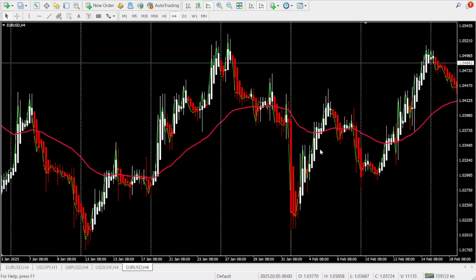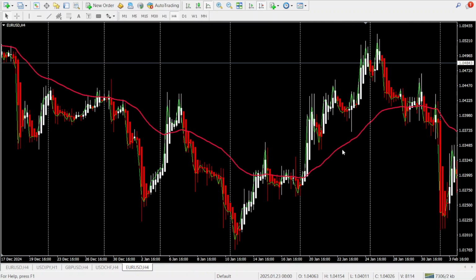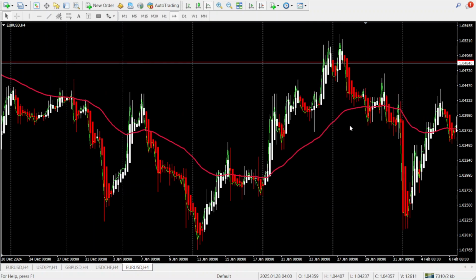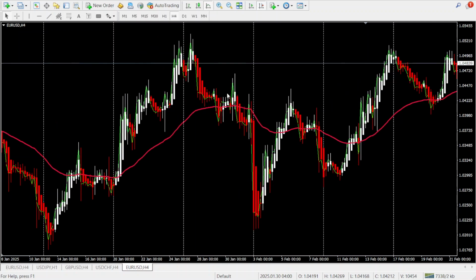Now let us talk about exits. You want to exit a trade when the Heiken Ashi candles start to show signs of a reversal. For example, let's say you are in a buy trade and the candles turn red. It could be a sign that the uptrend is losing momentum. Similarly, if you are in a sell trade and the candles turn white, it's time to consider exiting the sell trade.